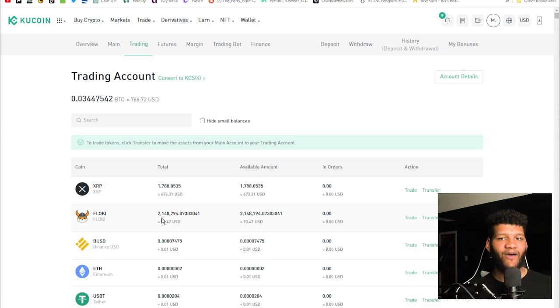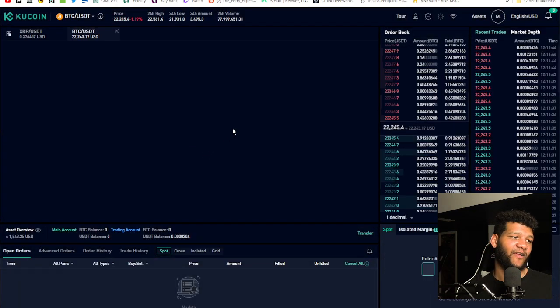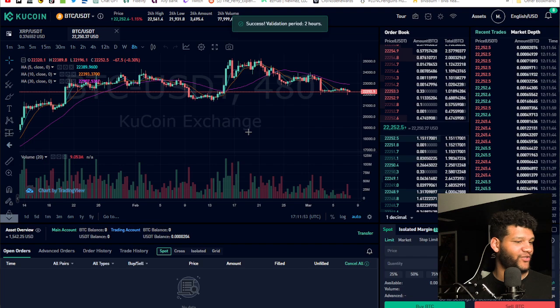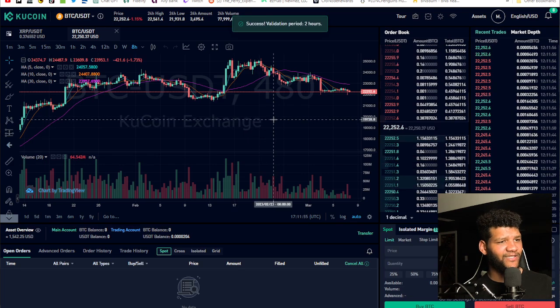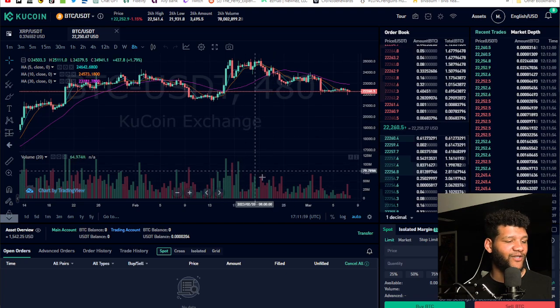Now, once you have everything in your trading account, right? That's where you can start making trades. So if you go up to the top here and you go to trade, you're going to go into spot trading. This is where people start to get confused because they're like, what is this that I'm looking at? It's not as simple as just buying a position, right? It's a lot more difficult than just buying a position. But it's very simple, right? It seems like it's more difficult, but it's very simple to understand.